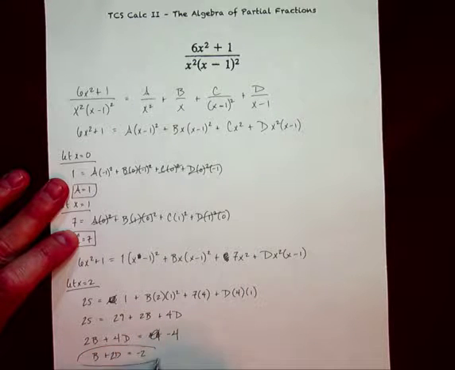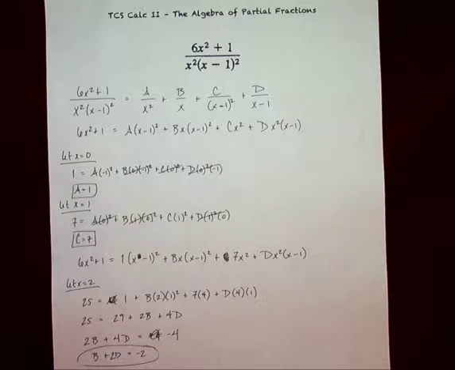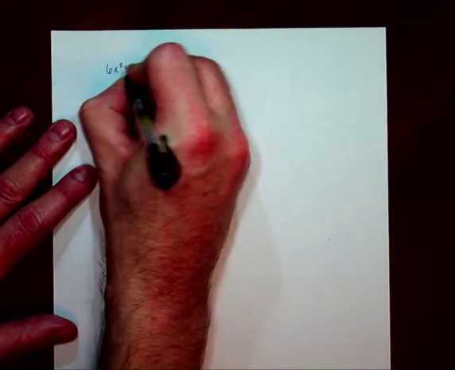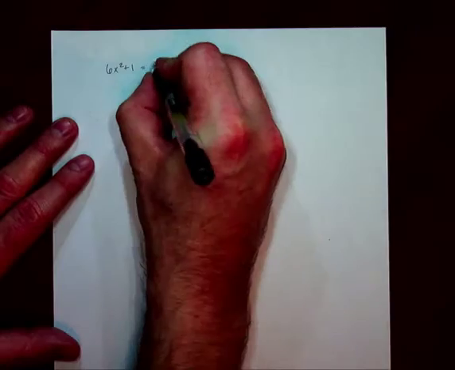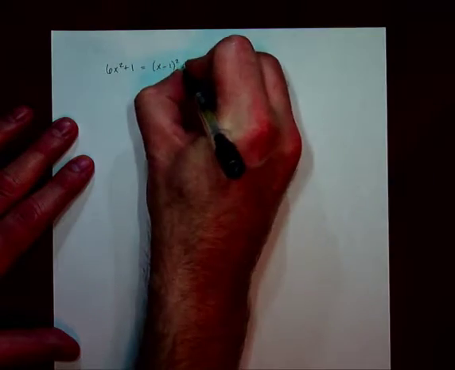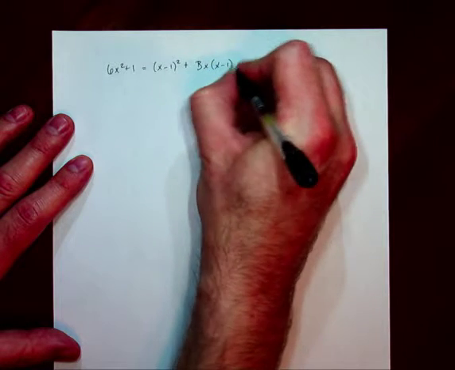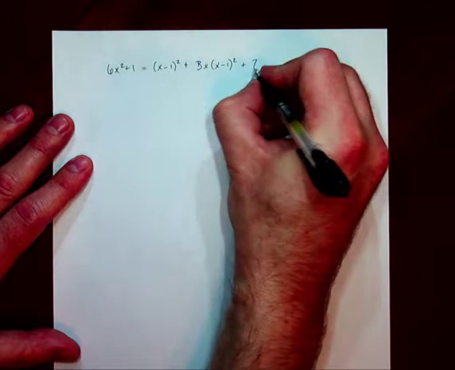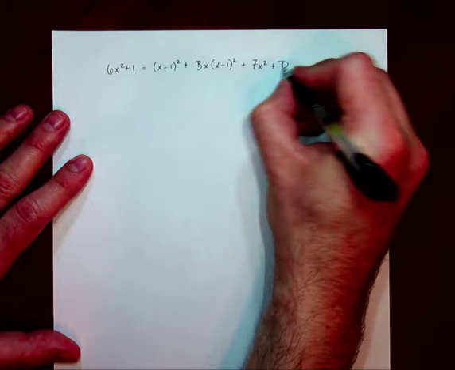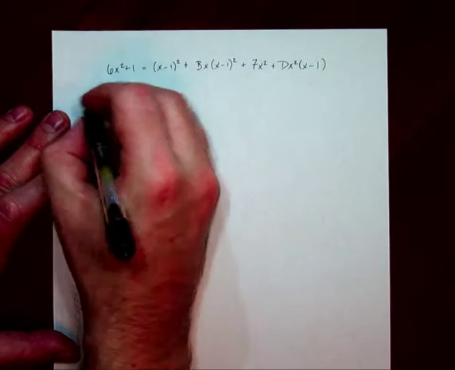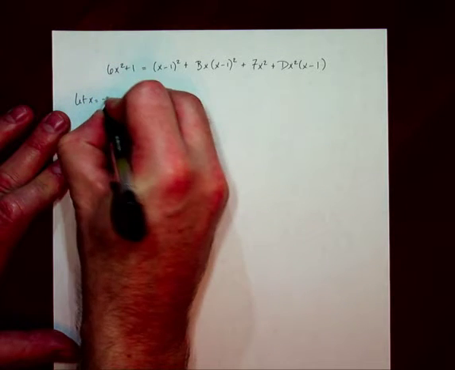Okay, well, that's interesting. What I'm going to do is the same thing for x is equal to negative 1. Okay, so let's go ahead and rewrite our equation so we don't have to make recourse back to the previous page. And we have x minus 1 squared plus bx minus 1 squared plus 7x squared plus dx squared x minus 1. Okay, so what I'm going to do is let x is equal to negative 1.